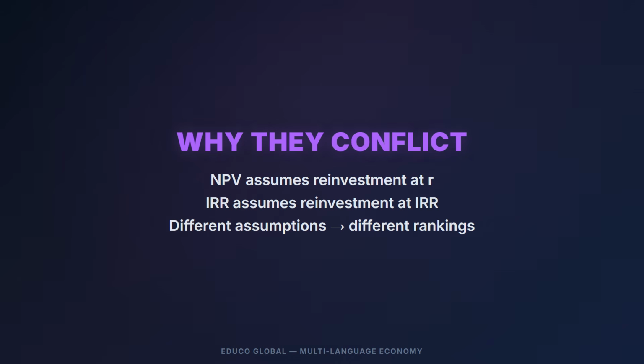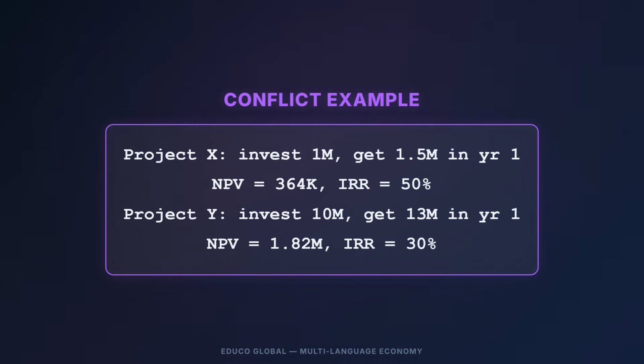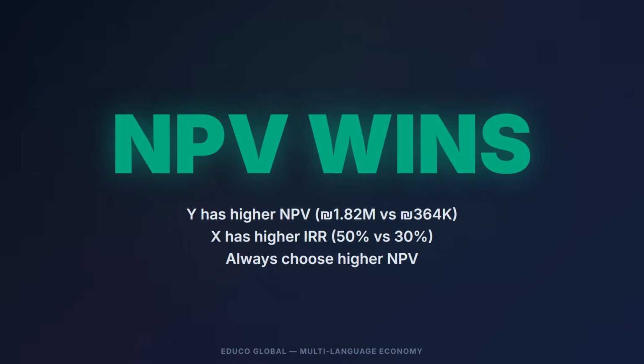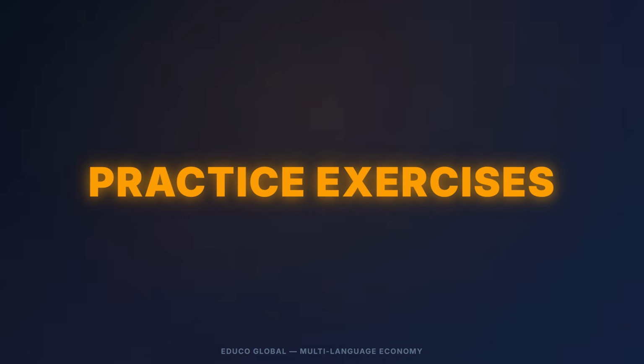Project X: invest 1 million, get 1.5 million in year 1. NPV is 364,000. IRR is 50%. Project Y: invest 10 million, get 13 million. NPV is 1.82 million. IRR is 30%. Project Y has a much higher NPV, 1.82 million versus 364,000. Even though X has a higher IRR, Y creates more wealth. Always choose higher NPV. Let's work through two practice problems to solidify your understanding.